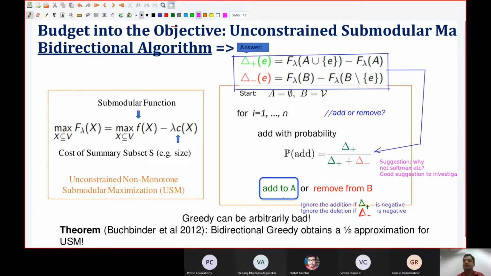Okay, so you can try investigating this. But for whatever reason, Buchbinder in 2012 showed that this bidirectional greedy obtains a half approximation for unconstrained non-monotone submodular maximization. Okay. So half approximation again.